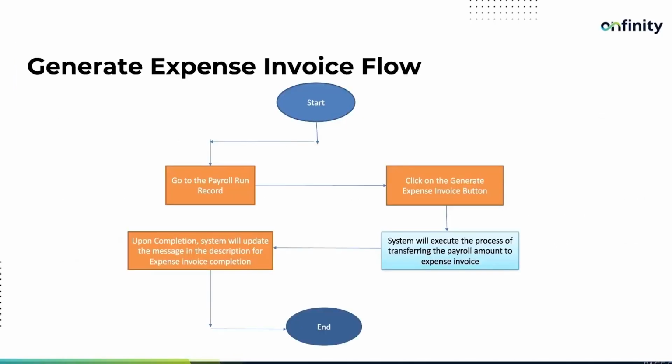Here we have a workflow for the Generate Expense Invoice process. HR will start with the executed payroll record, the one for which the verification is already done, and the payroll is completed. They will go to that payroll record and click on the Generate Expense Invoice button. Once that button is clicked, the system will execute the process of transferring the payroll amount and its breakdown to create the expense invoice document. Upon completion, the system will update a message in the description field to confirm expense invoice completion. And here, the process ends.